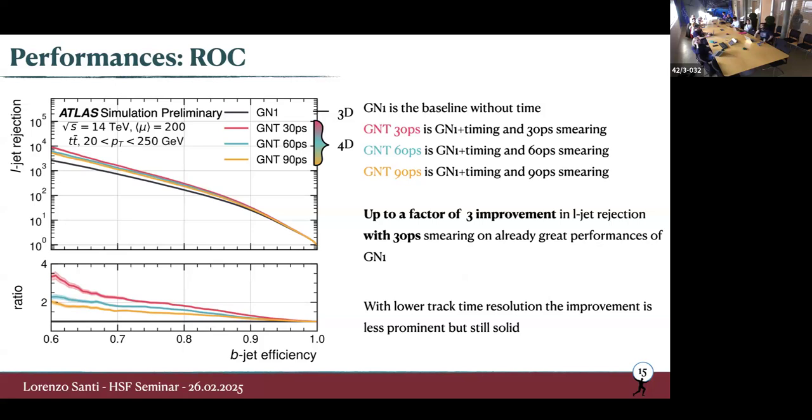So the black line is the case without timing, while the red, blue, and yellow lines are for different track time resolution cases, going from 30 picoseconds to 90 picoseconds. And you may see that even with lower resolution, up to 90 picoseconds, we still have a significant improvement in terms of flavor tagging.